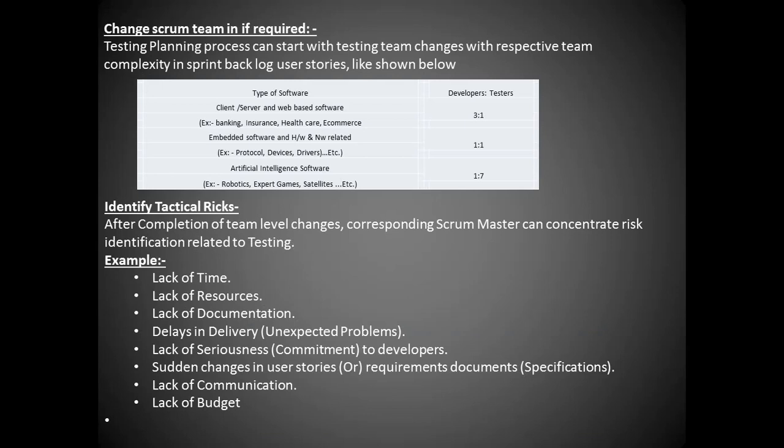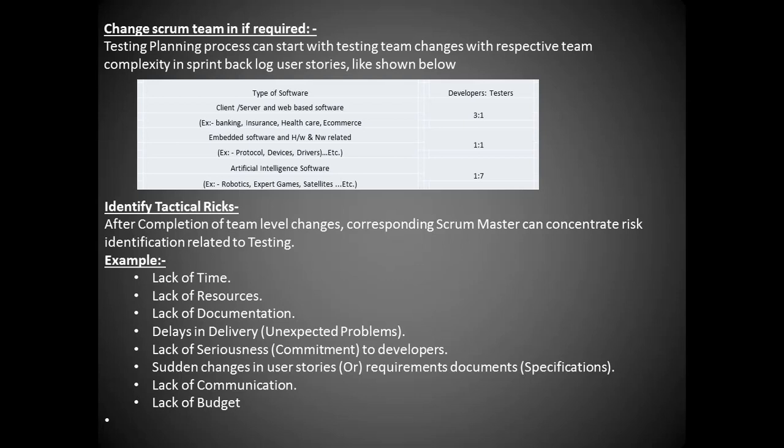Changing the Scrum team if required means here the test planning process can start with the testing team. Changes with respect to team complexity in sprint backlog user stories, as shown below. Client servers and web-based software, 3 is to 1. Example: banking, insurance, healthcare, e-commerce, embedded software and the hardware and the network related, protocol devices, drivers, etc. Artificial intelligence software means 1 is to 1 developers and the testers. Robotics, expert games, satellites means 1 is to 7: 1 developer, 7 testers. Like this, we are going to be changing the team itself if required.